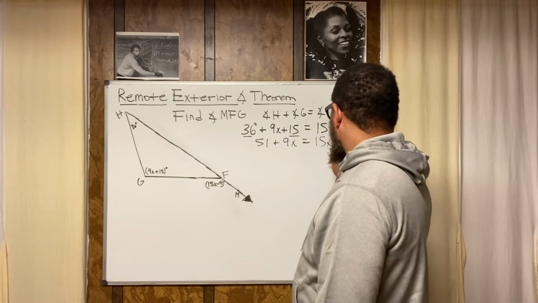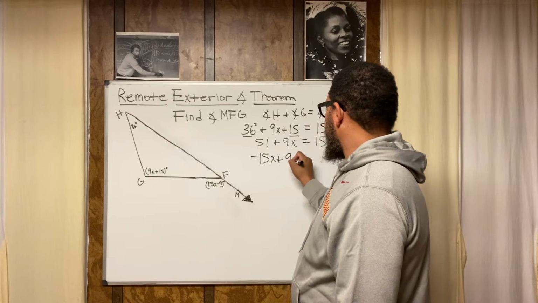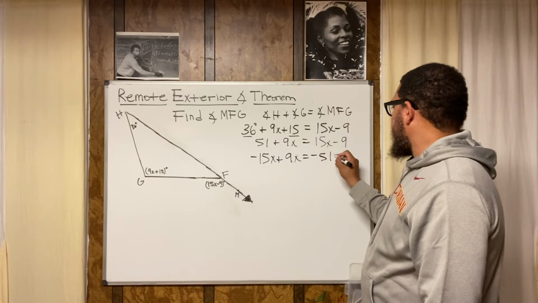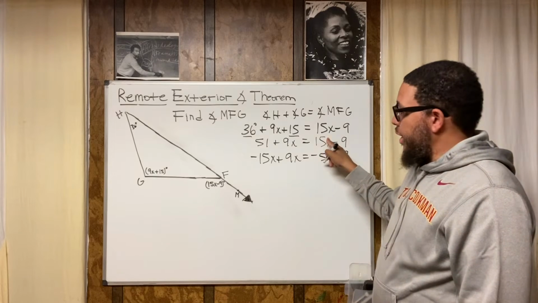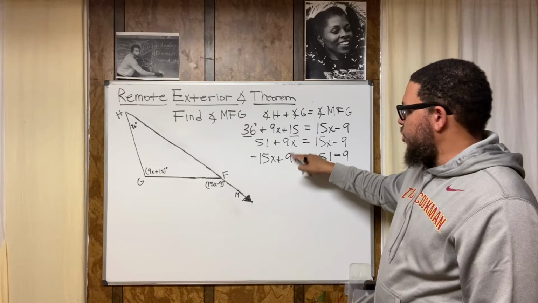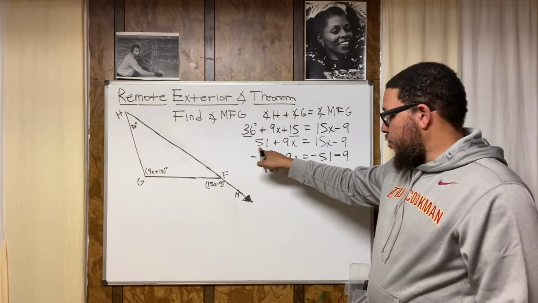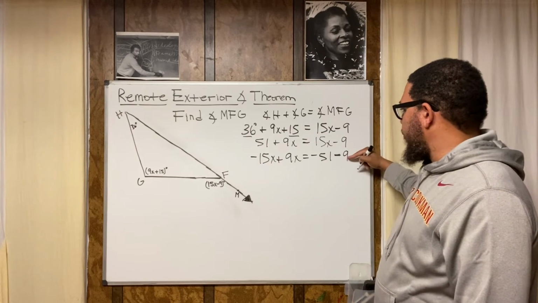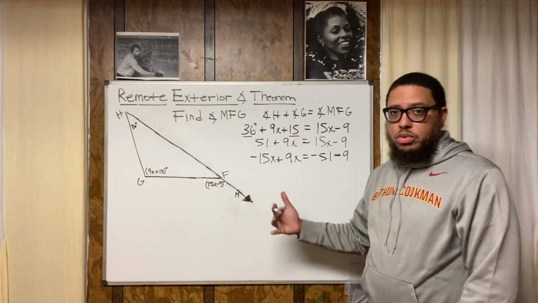So watch what I do. Watch me work. I'm going to have negative 15x plus 9x equals negative 51 minus 9. Right? Look what happened. This 15x was on the right side. Now it moved over to the left. Now it's negative 15x. The 9x was already over there. It's still there. The negative 51, where did that come from? It came from right here on the left side. I moved it to the right side. Now it's negative. Where did this minus 9 come from? It was already over here. Minus 9. Right? So now I transposed.